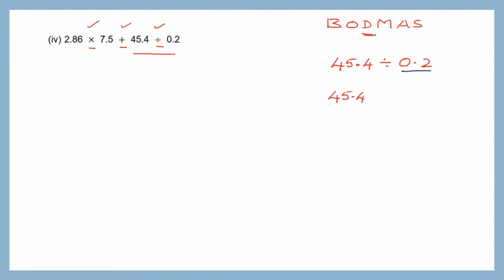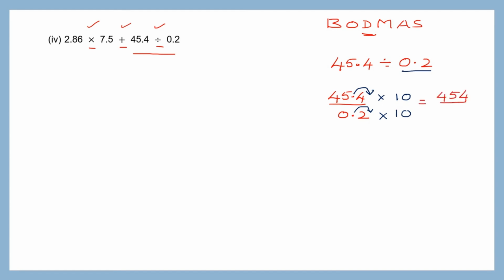45.4 over 0.2. Now I need to change my denominator to a whole number. 0.2 has to become 2. So if it has to become 2, my point has to move one place to the right. That means I need to multiply this by 10. If I multiply the denominator by 10, I need to multiply my numerator also by 10. So again, here also the point moves one place to the right. So now what do I have?